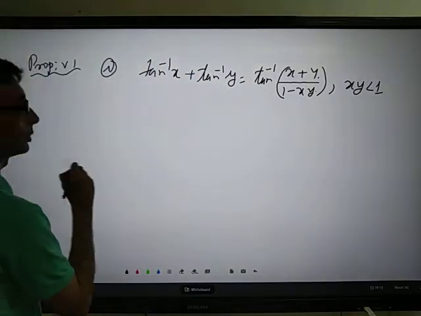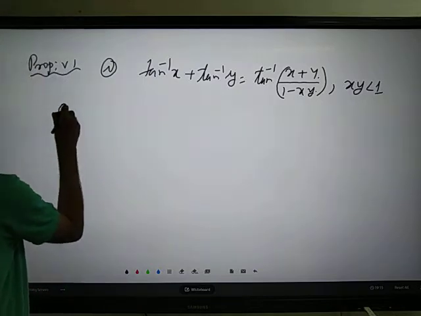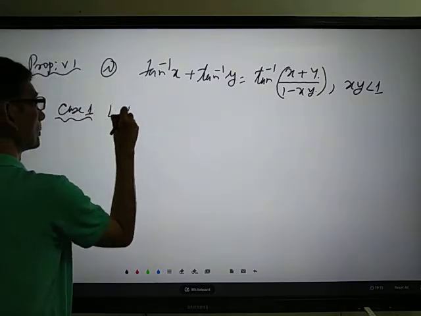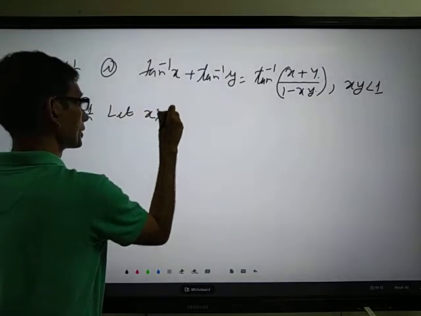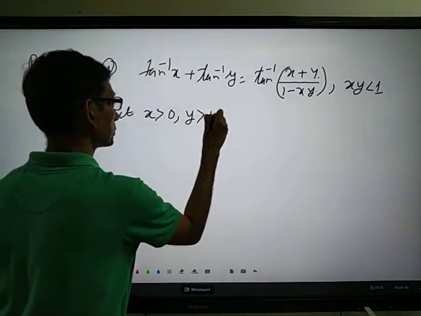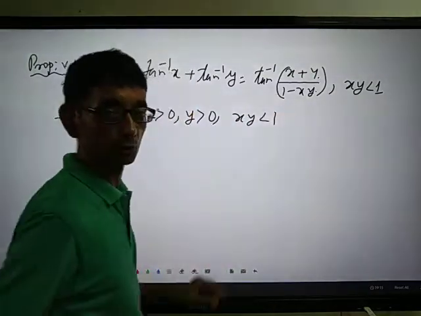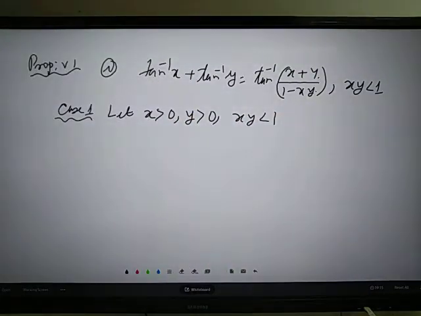We are going to discuss this proof with the help of different cases. The first case, case 1: let x be positive and y also positive, and xy is already given as less than 1. So this is the first case.